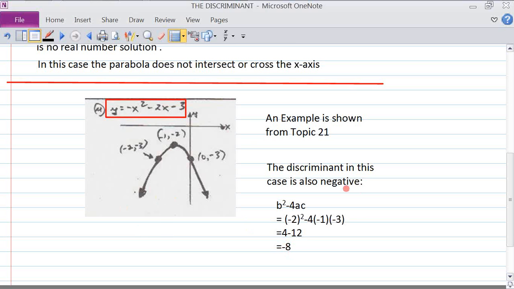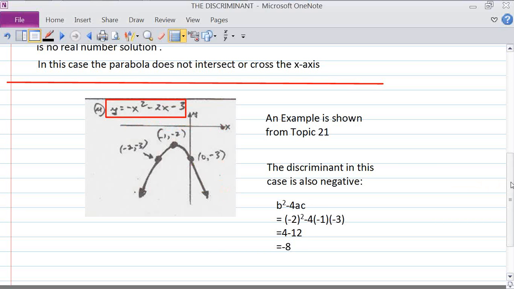So this means that the graph does not, there are no roots, there are no solutions, which means it doesn't cross the x-axis. Here's the graph here. And you can see what happens. It goes up like this, it goes down. It never at any place crosses the x-axis.